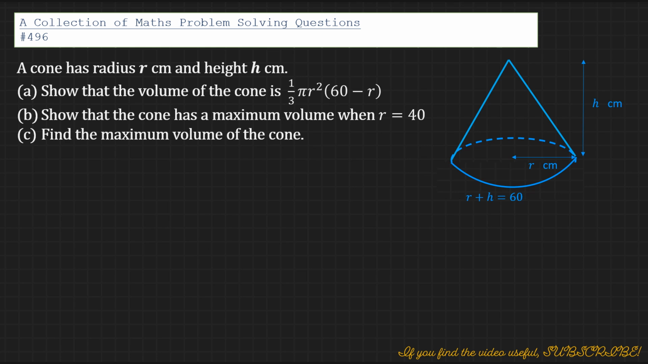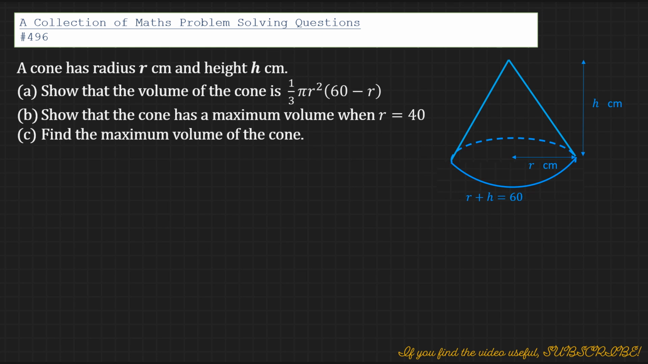A cone has a radius r and a height h centimeters. Show that the volume of the cone is 1/3 pi r squared times (60 minus r), and show that the cone has a maximum volume when r equals 40. And part C is find the maximum volume of the cone.